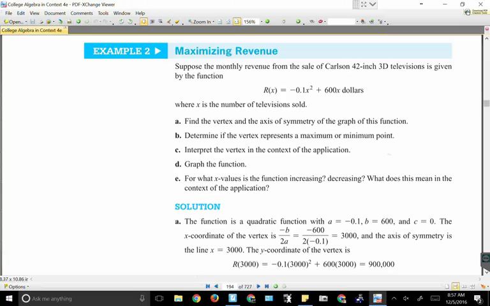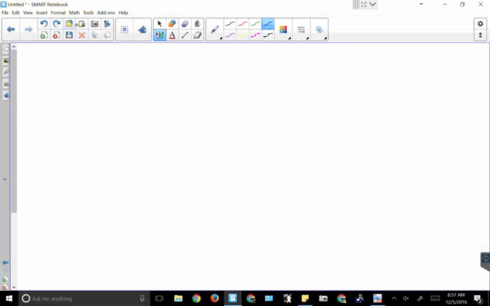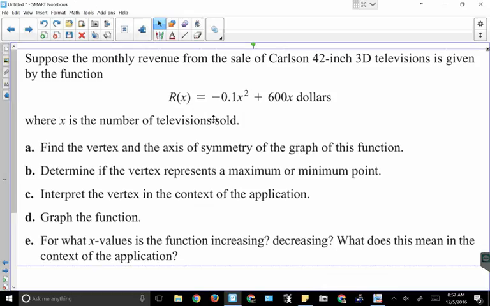So, let's talk about this example here. Maximizing revenue, which is always a good thing if you're selling a product, right? So, let's talk about this. Suppose the monthly revenue from the sale of a Carlson 42-inch 3D television is given by the function. So for every one they sell, they make money off it, right?